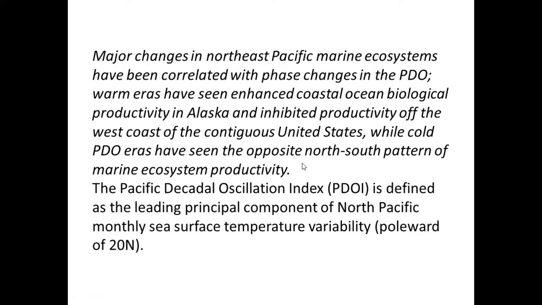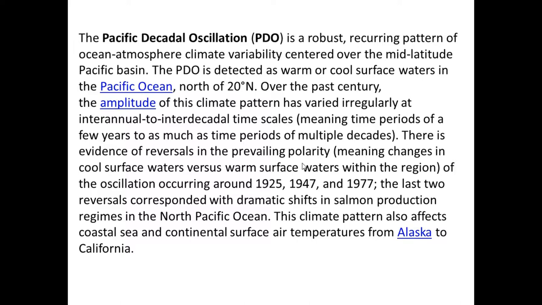The PDO index is defined as the leading principal component of North Pacific monthly sea surface temperature variability poleward of 20 degrees north, in other words, from 20 degrees north latitude towards basically the Bering Strait. The PDO's robust recurring pattern of ocean-atmosphere climate variability, centered over the mid-latitude Pacific basin, is detected as warm or cool surface waters in the Pacific Ocean north of 20 north. Over the past century, the amplitude of this climate pattern has varied irregularly at interannual to interdecadal timescales, meaning time periods of a few years as much as multiple decades.